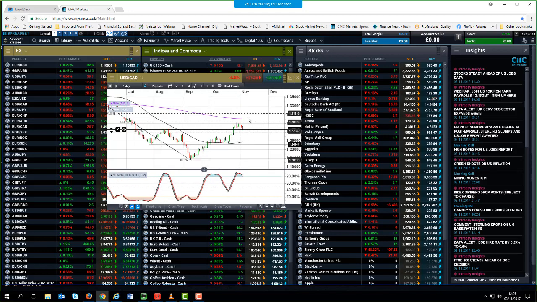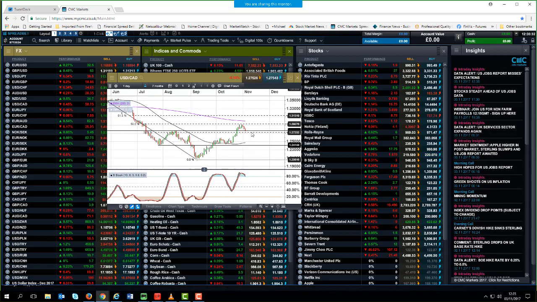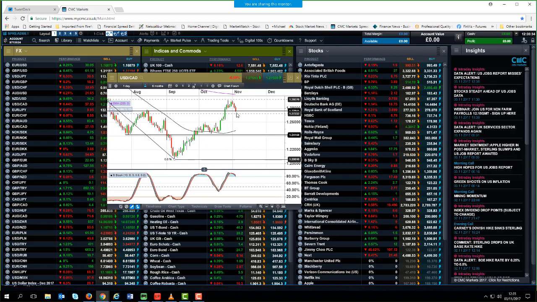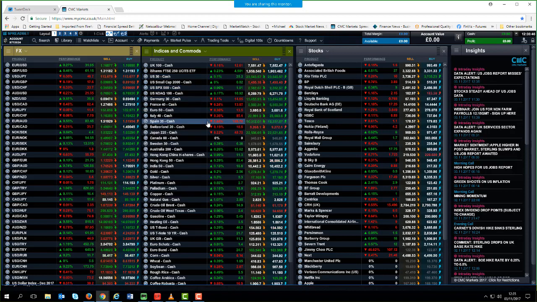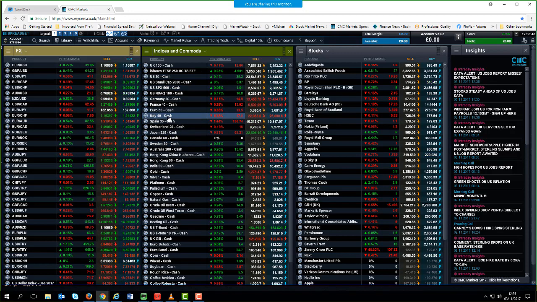It does look as if we're starting to roll over on the dollar CAD, and there's potential for us to drift back down now, particularly on the daily chart, back to around 126. So again, here on the dollar CAD, look to sell dollar CAD on rallies back towards the highs that we saw earlier this week.